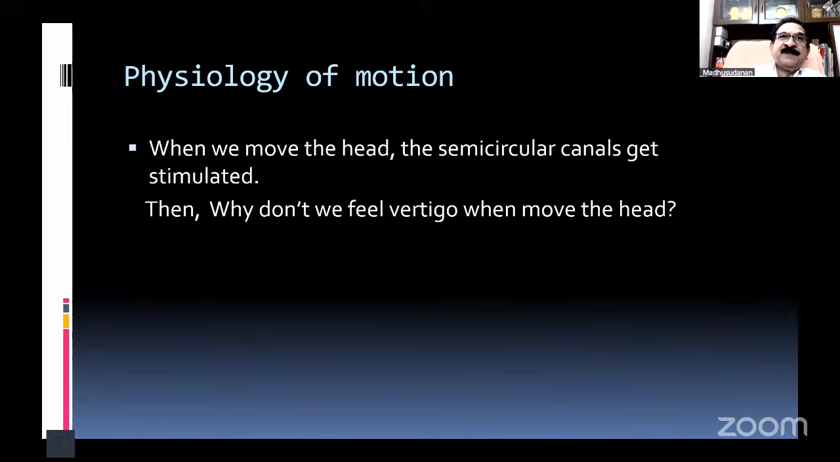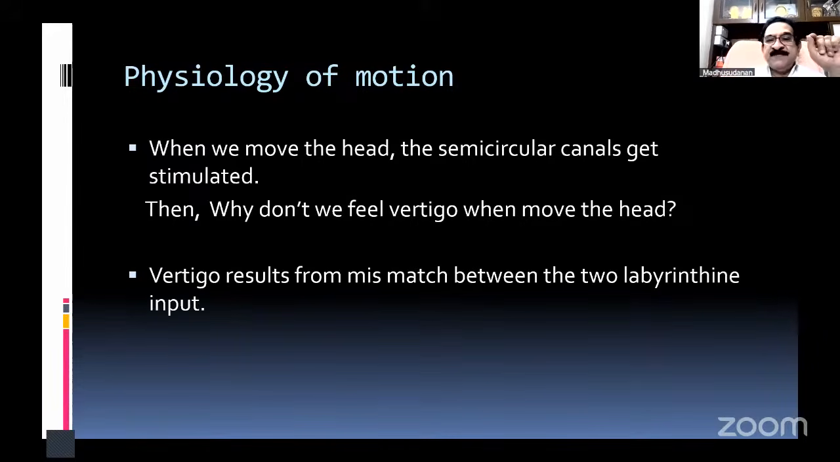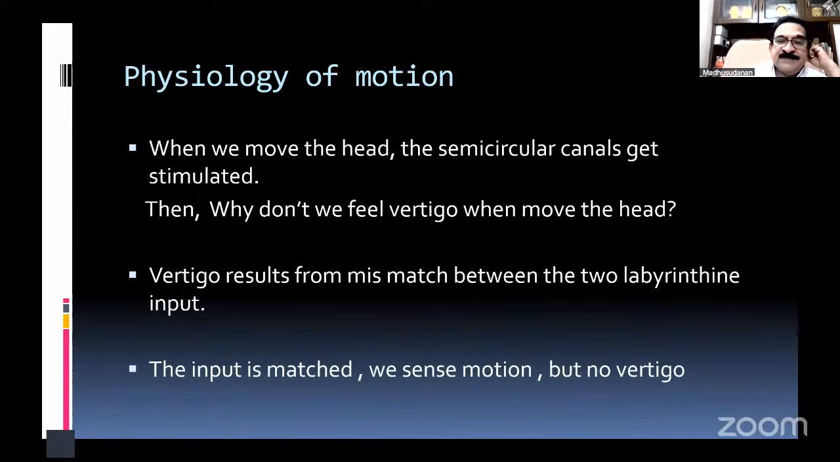But why don't you get vertigo then? If BPPV is produced by stimulation of the semicircular canal, that produces vertigo. When you move the head normally, why does it not produce vertigo? This will not occur because vertigo results from a mismatch between the two labyrinthine inputs. As told before, when I turn the head to the right side, the right horizontal canal is stimulated and the left is inhibited. If the right is stimulated without inhibition on the left side, then vertigo occurs. It is a mismatch between the counterparts which produces the vertigo. If the input is matched, we sense motion and no vertigo.